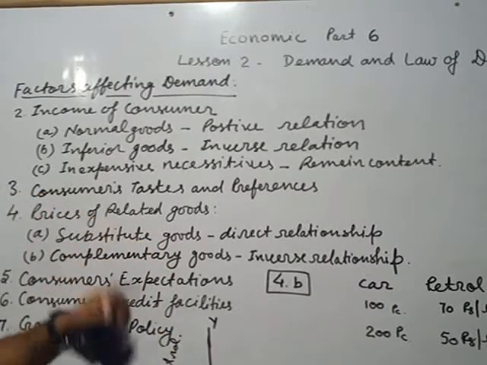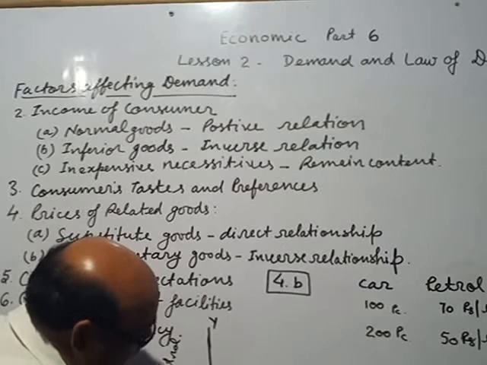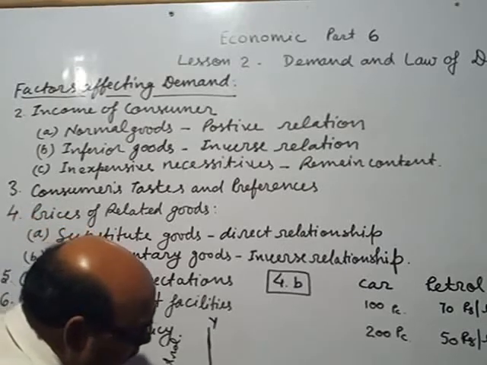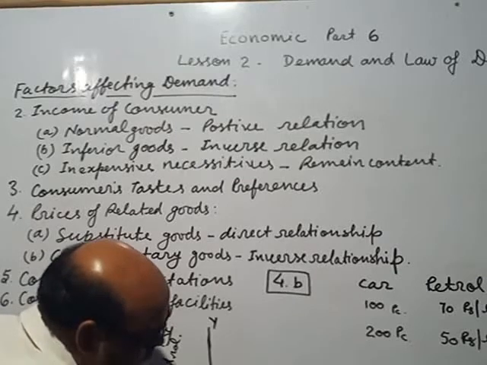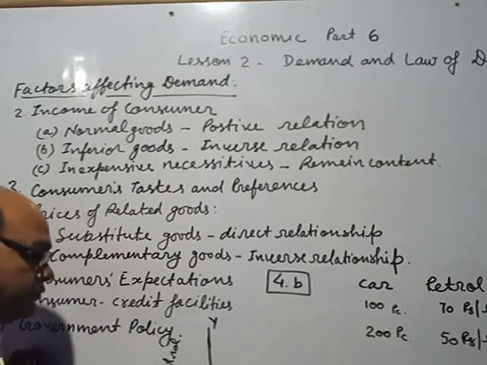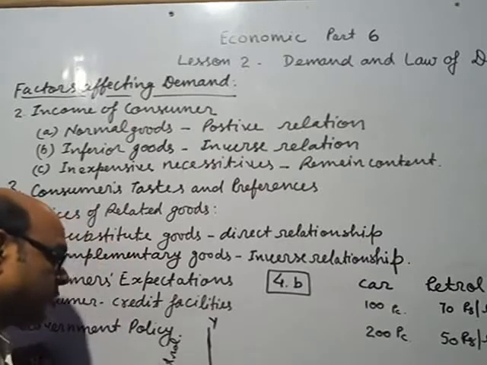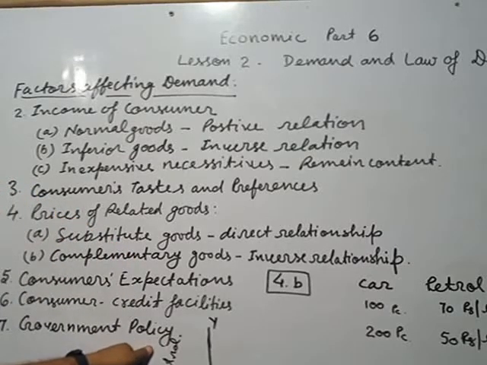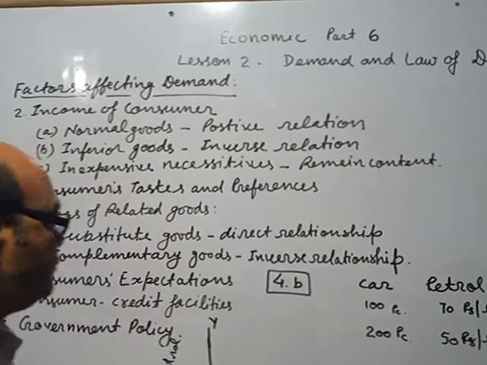And the price of petrol falls down to 50, and demand of car has increased to 200. So you are seeing here, the price of petrol will fall down, demand of complementary goods will increase.